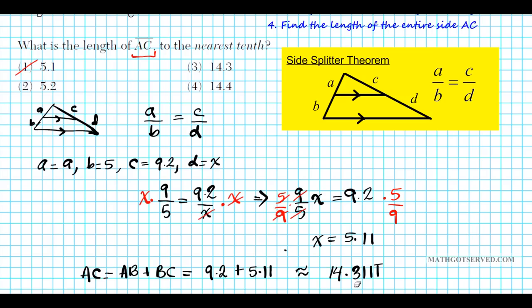Now, if you round this to the nearest tenth, we're rounding it to 3, it's going to be 14.3 since 1 is less than 5. Our answer for number 11 is option number 3.